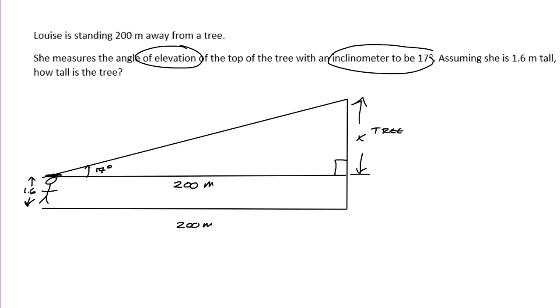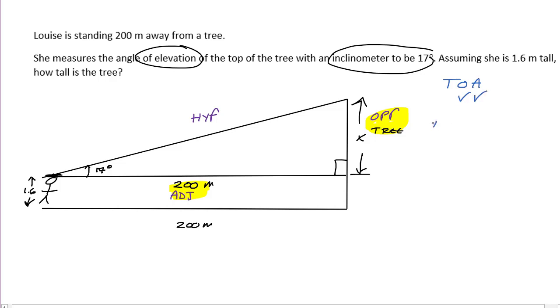Let's label our sides. So this would be my hypotenuse, obviously, the longest side across a 90-degree angle. This would be the adjacent, the side next to the angle that we're given. And this would be the opposite. So we're looking to use sine, cos, or tan. Well, we have the adjacent, and we're looking for the opposite. So if you look back at SOHCAHTOA, that would be tan, TOA. Because we're looking for opposite, and we have adjacent. So we're going to use tan.